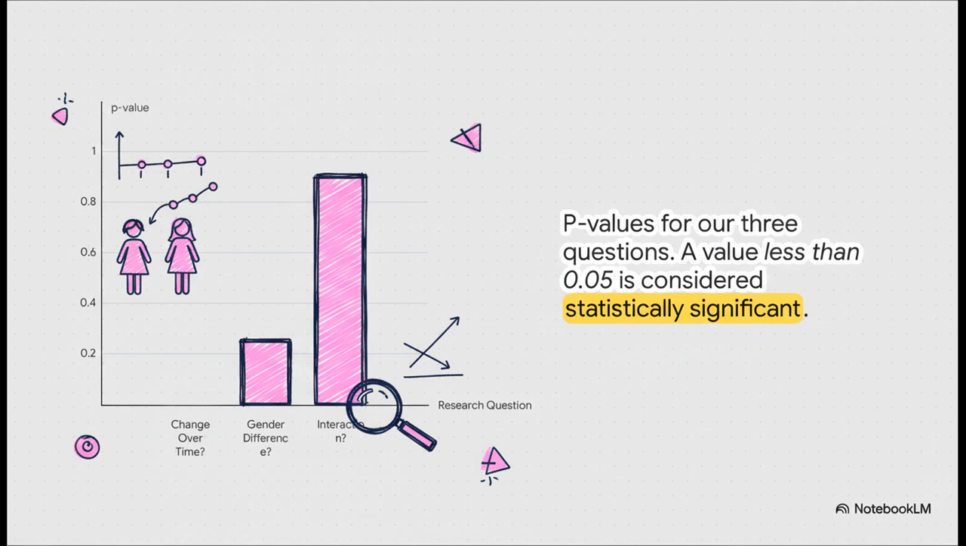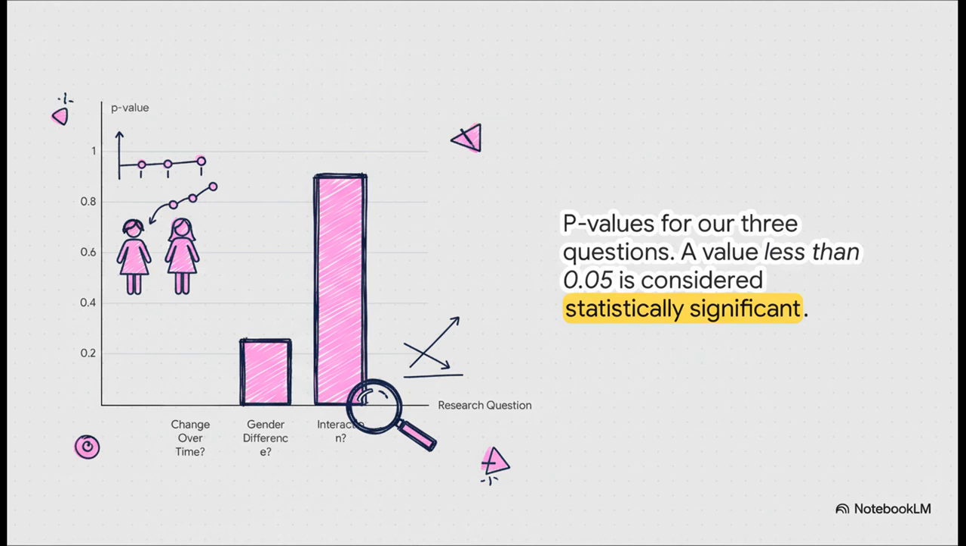First up, was there a change over time? The answer is a big yes. That p-value you see is a measure of randomness. The rule of thumb is, if it's less than 0.05, the result is statistically significant. Here, it's less than 0.001. So yeah, the program definitely had an impact. Second, was there an overall difference between genders? The test says, nope, that p-value is way above our cutoff.